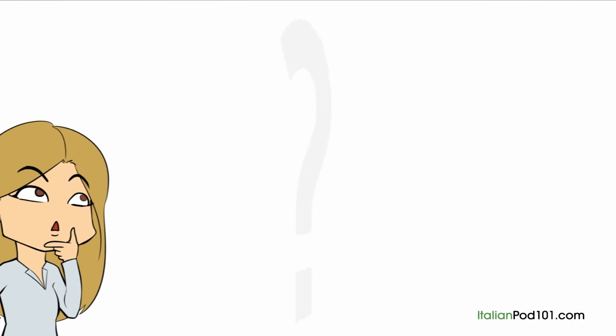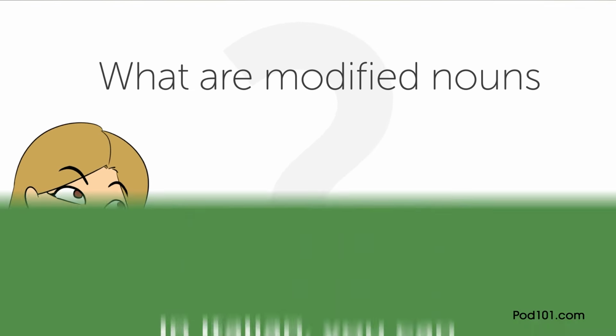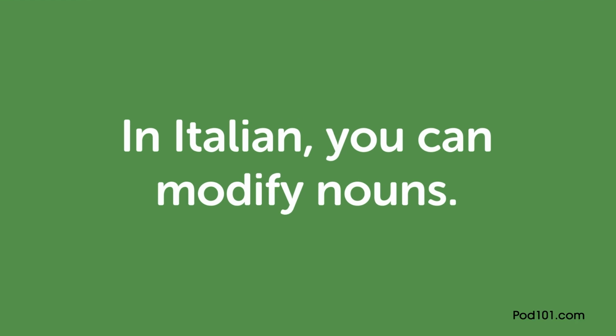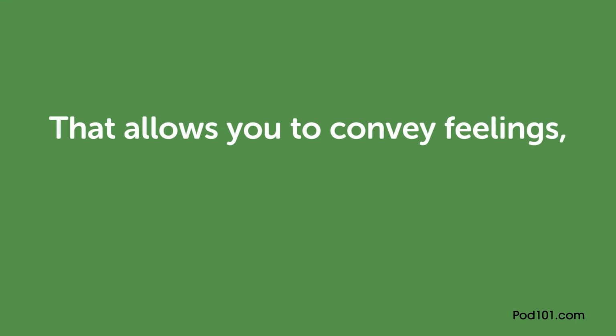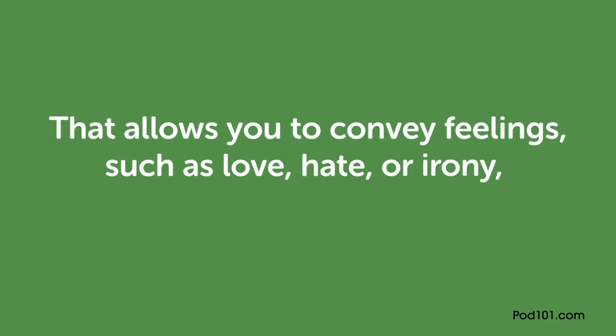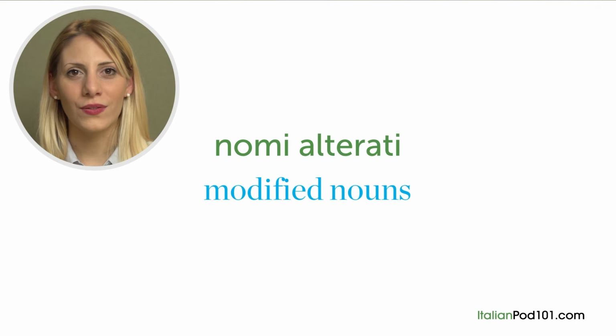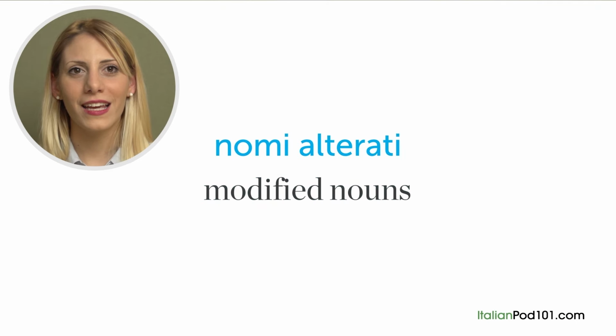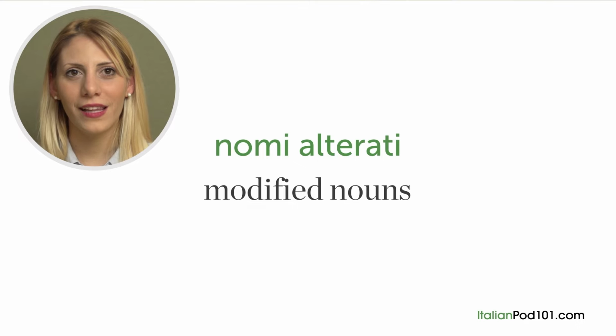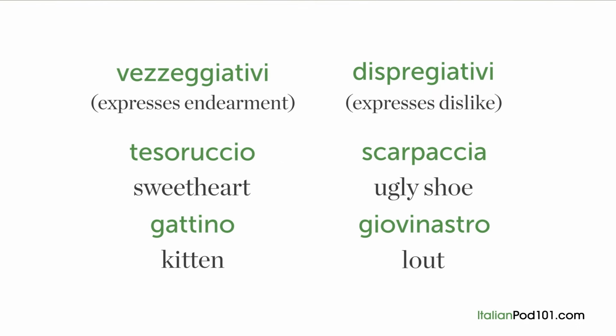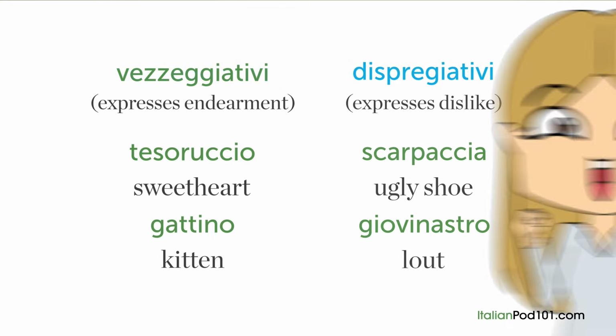The question for this lesson is, what are modified nouns? In Italian, you can modify nouns. That allows you to convey feelings such as love, hate, or irony in a concise and effective way. Modified nouns, called nomi alterati, can take different endings that convey different feelings. They are usually divided into categories. Let's see which ones. To describe something positively or negatively, you can use vezzeggiativi and dispregiativi.